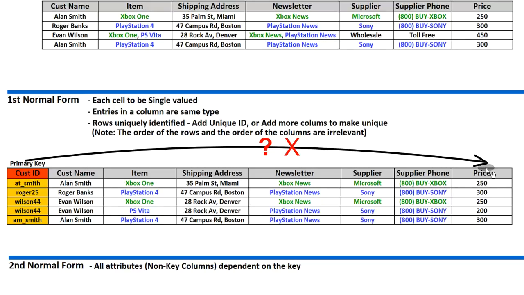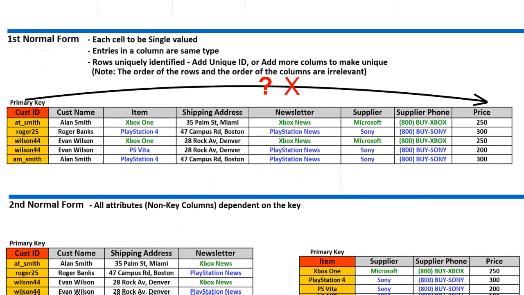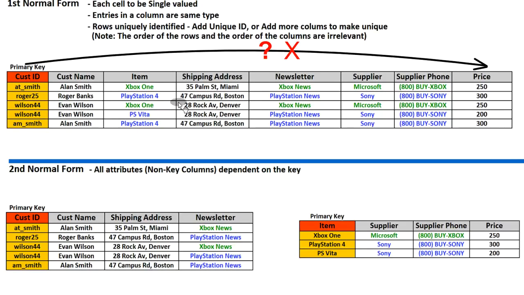So we have attributes, meaning columns, that don't depend on the key. Those have to be separated out. So what I did is I take the customer ID, the name, the shipping address, and the subscription into one table, and then I take the item, which becomes the primary key in the other table, the supplier, the supplier phone number, and the price into another table. And obviously I'm only going to list one item one time.